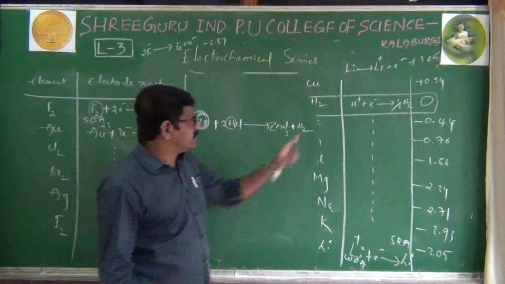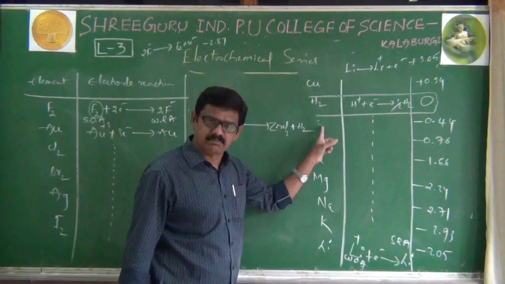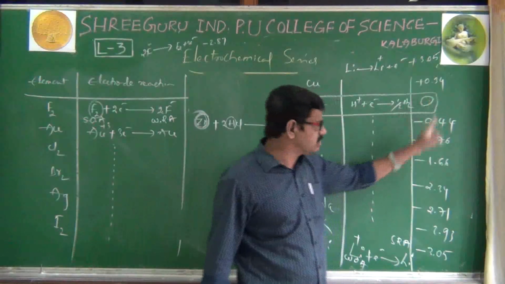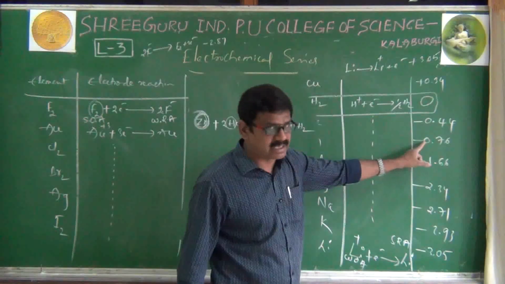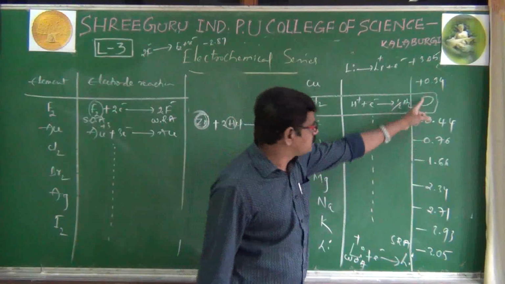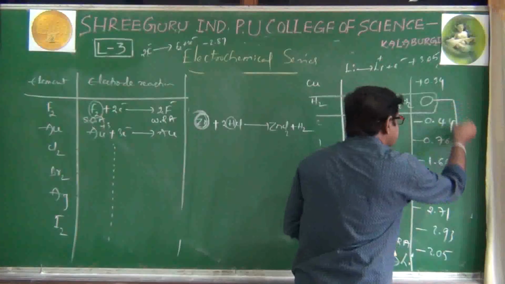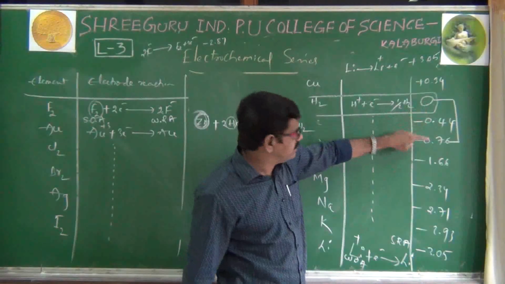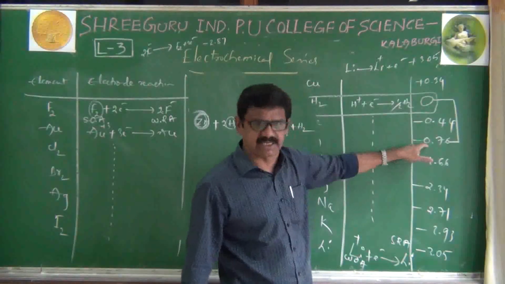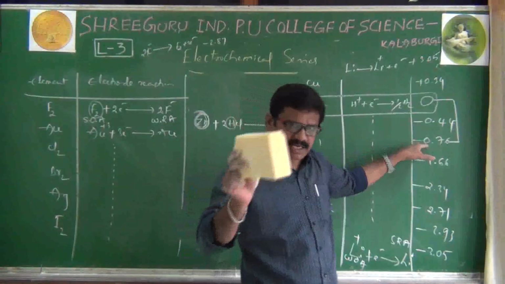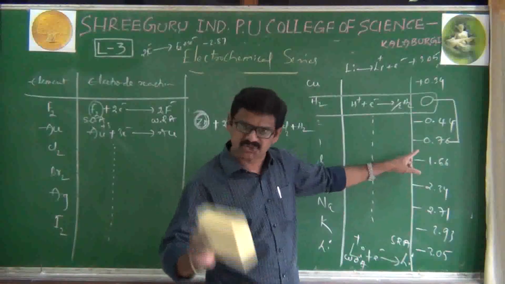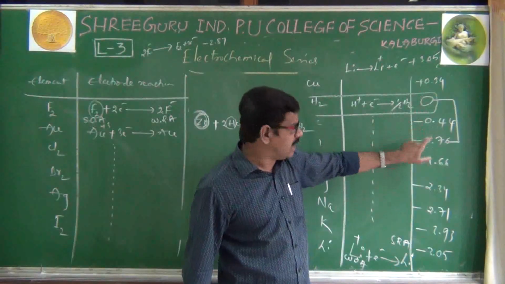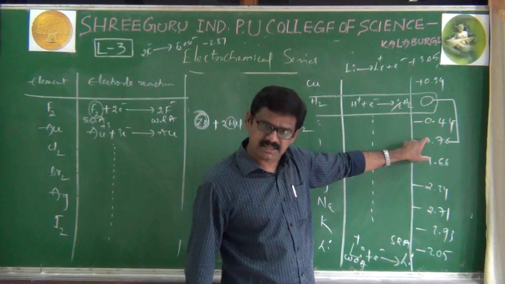Very simple. Hydrogen and zinc are compared to each other. Hydrogen's SRP value is 0, zinc's SRP value is minus 0.76. Out of these two, whose reduction potential is more? Definitely SHE's reduction potential is more. So when both are connected to each other, which electrode should undergo reduction and which should undergo oxidation? Definitely SHE should undergo reduction and zinc undergoes oxidation.